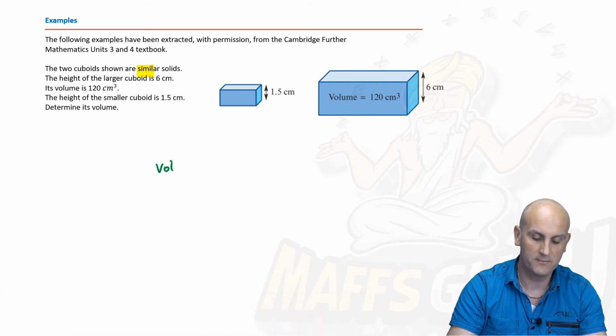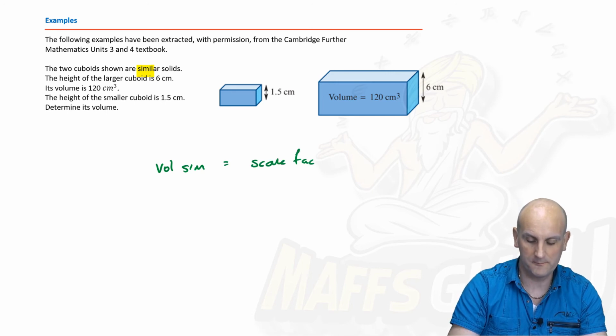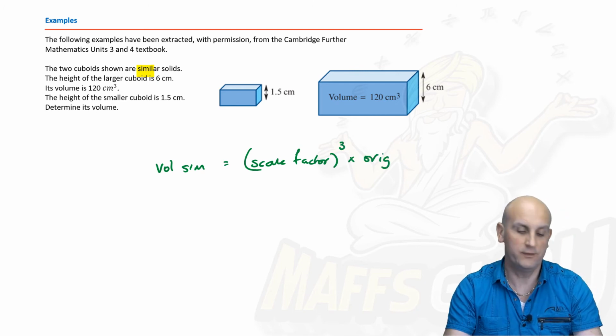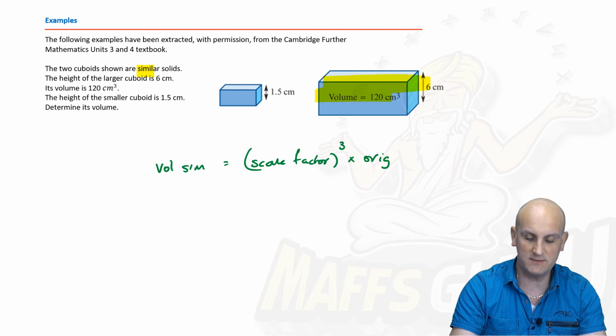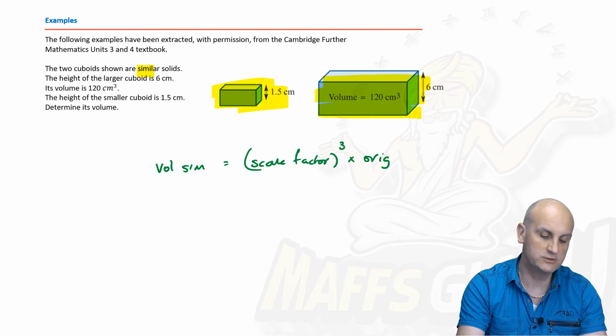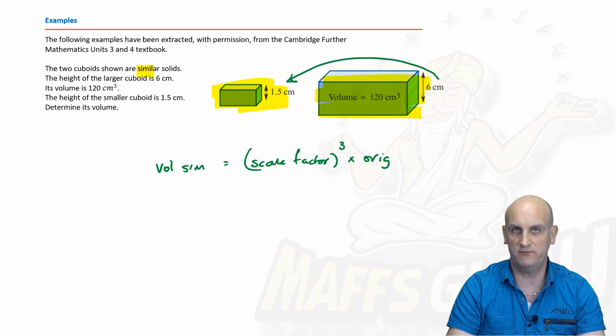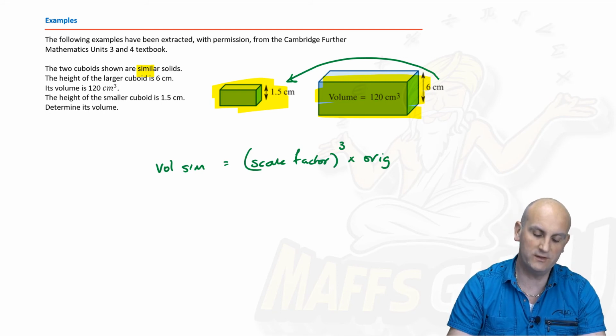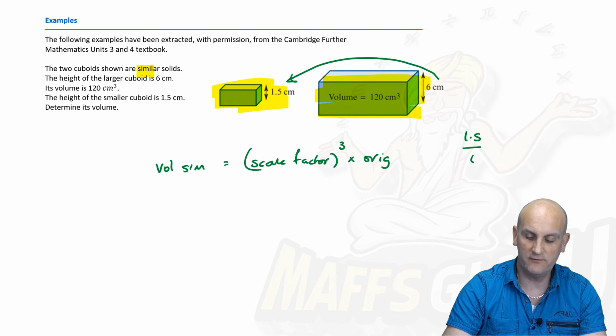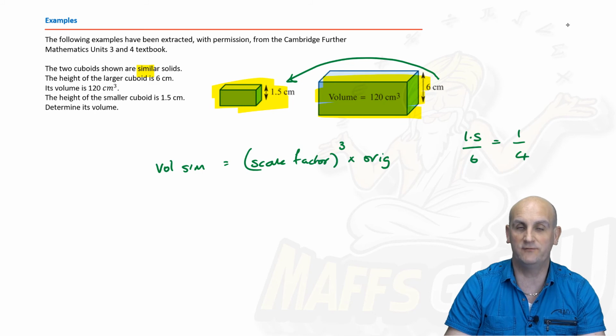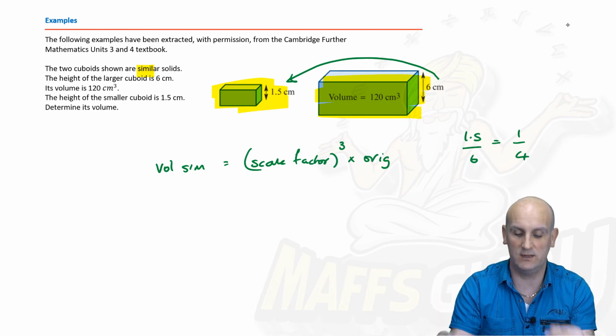So the volume of the similar shape is equal to the scale factor, in this situation, cubed times the original volume. Now, the question is trying to trick you here because this is my start, this is my end. So what I need to do is work out, well, how do I go from 6 to 1.5? What is my scale factor there? Well, to go from 6 to 1.5, I do 1.5 divided by 6, which is 1/4. All right, so my scale factor of enlargement, which is weird because it's getting smaller, is 1/4.